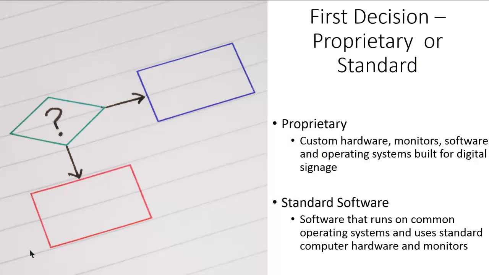The first decision you have to make is, do you want a proprietary system or sort of a standard software system? A proprietary digital signage system is custom hardware, monitors, software, and operating systems that have been built for digital signage. So they're one purpose. That's what they're for. Standard software is software that runs just on common operating systems and uses standard computer hardware and monitors.